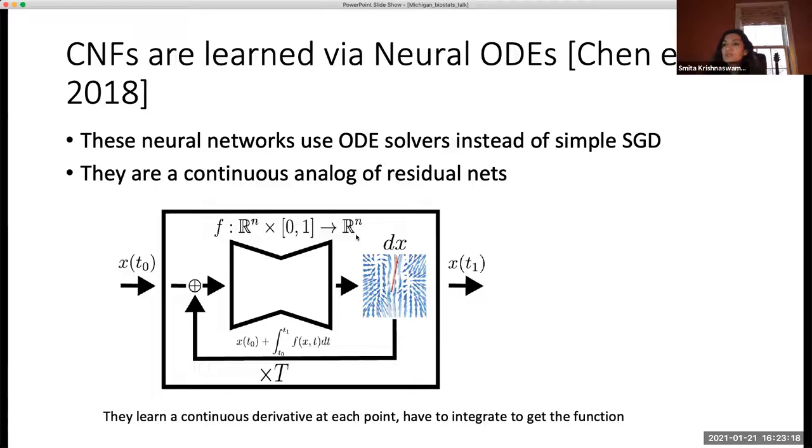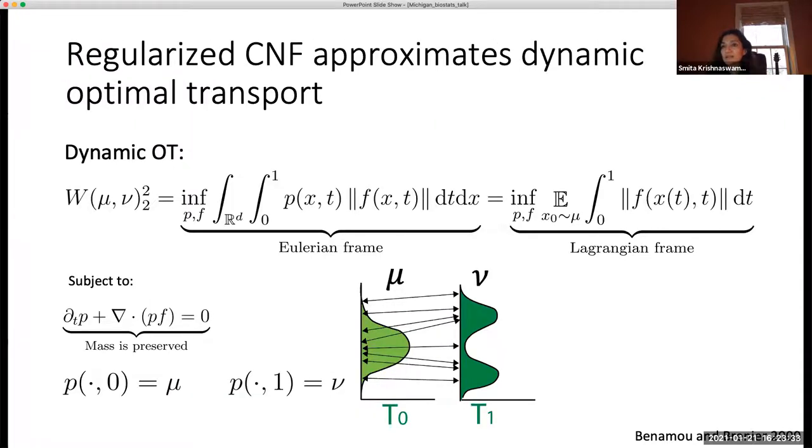And then you use an ODE solver rather than the normal SGD framework to optimize it. So we just penalize the magnitude of the derivative, so that we're basically penalizing it from changing too much, and that makes your path lengths small. We could prove that this kind of regularization actually results in dynamic optimal transport. Dynamic optimal transport has been described in this paper and others as a kind of optimal transport where you actually care about the path lengths as well.